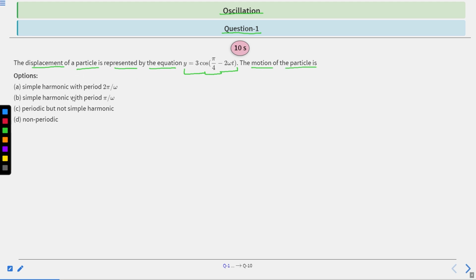Here options are given and the question asks about the motion of the particle. Option A is simple harmonic with period 2 pi by omega. Option B, simple harmonic with period pi by omega. Option C, periodic but not simple harmonic. Option D, non-periodic. Which option is correct? You have 10 seconds to solve this question. After 10 seconds we will provide the solution.